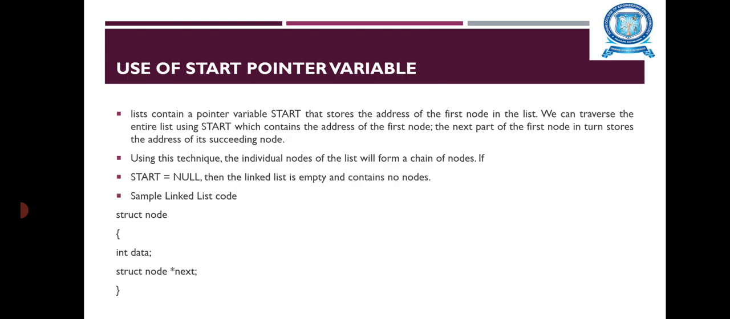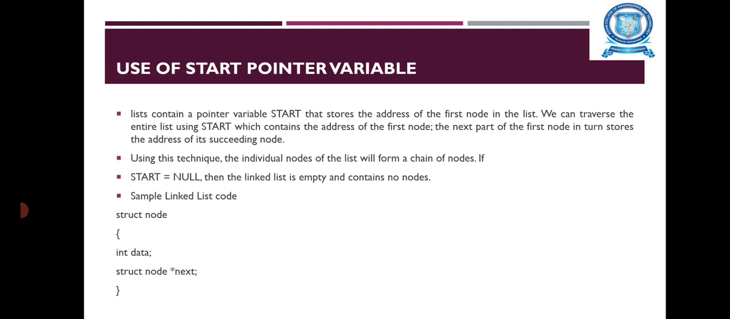Now, the use of the start pointer variable. A linked list contains a pointer variable start that stores the address of the first node in the list. We can traverse the entire list using start, which contains the address of the first node. The next part of the first node in turn stores the address of the succeeding node. Using this technique, the individual nodes of the list form a chain of nodes. If start equals null, then the linked list is empty and contains no nodes.